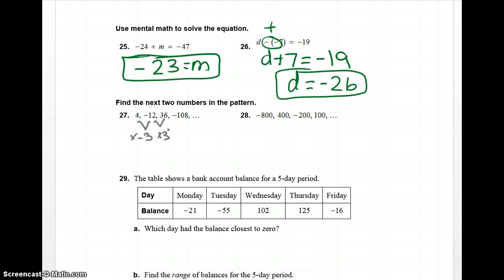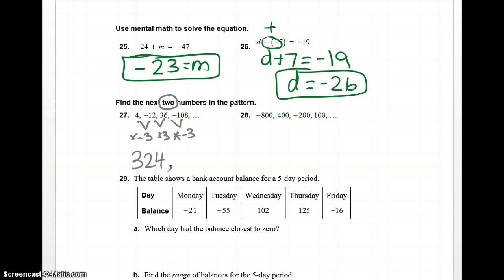Ends up being negative 36, and so on there. So I know that I'm multiplying by a negative 3. That is my pattern. Now that I've identified my pattern, I need to find the next two numbers in the pattern. So negative 108 multiplied by a negative 3, that will be 324.